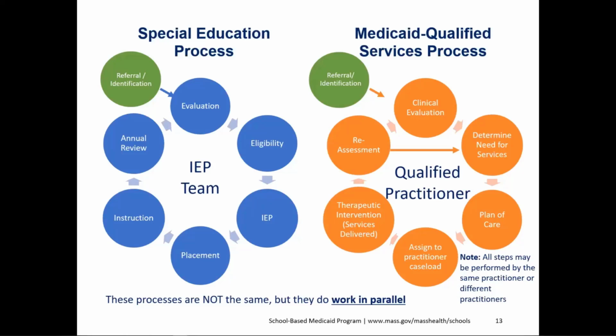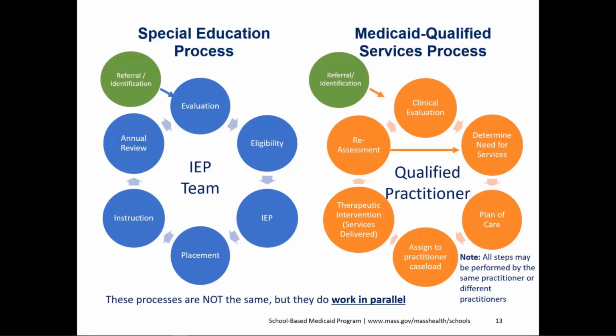They work in parallel. So for example, I'm sure everyone is very familiar with the IEP process. Somehow or some way, a student might be referred or identified as needing to be evaluated for special education. So there's an evaluation, there's a determination of eligibility, an IEP is written, there's a placement of a student who needs related services with a practitioner who's going to provide them, instruction occurs, and then there's an annual review process, and so forth. And you have an IEP cycle that's happening.